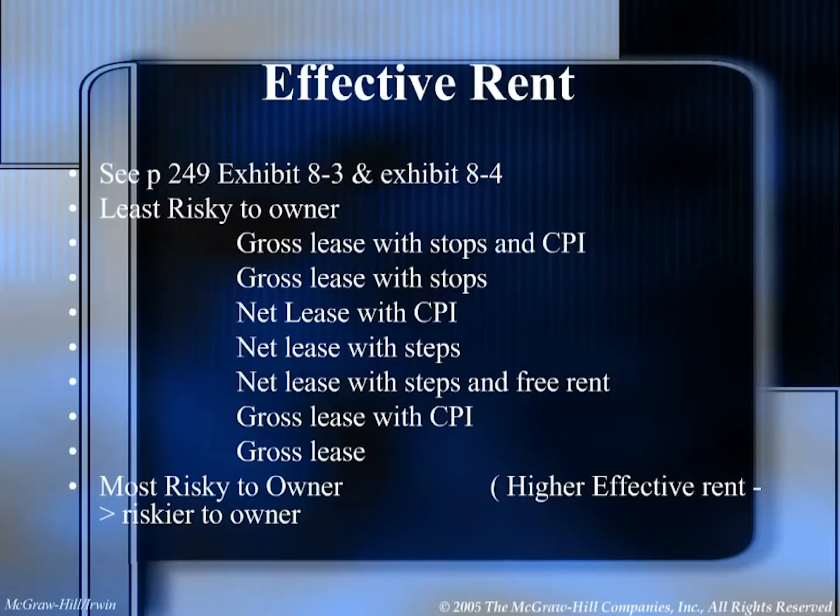The next would be the net lease with steps. So they'd pay it over some steps that are put in. Then you have a net lease with steps and free rent. Okay, so some concessions built in. A gross lease. Okay, so the owner's paying all the expenses, but there's some CPI. And then finally, the most risky to the owner is just a straight gross lease. No stops, no increases in rent built in.